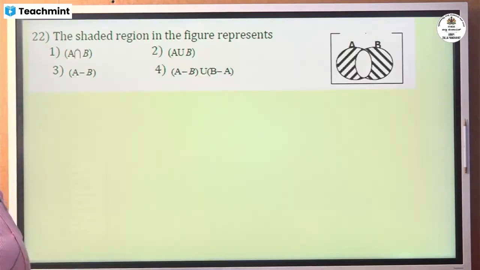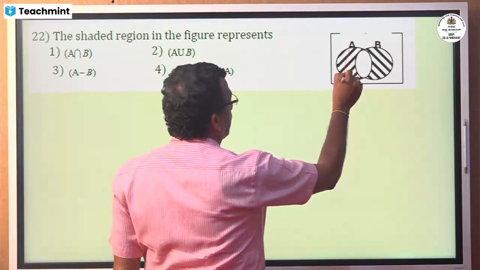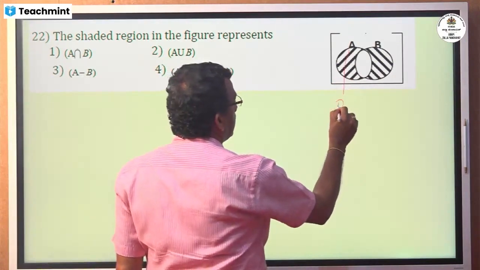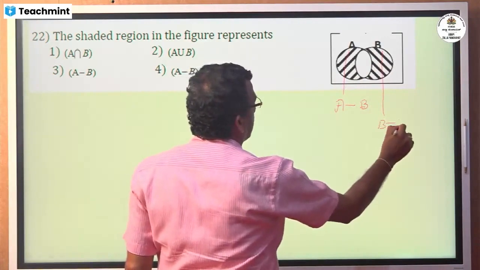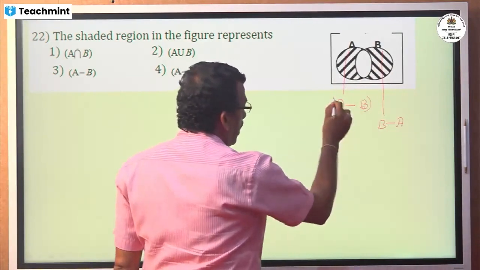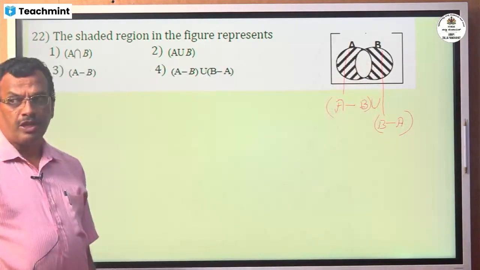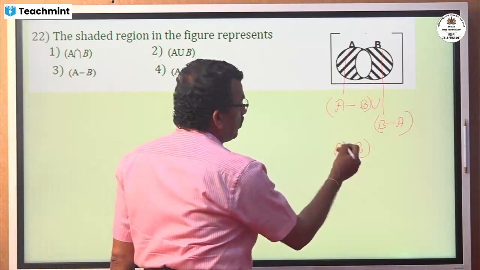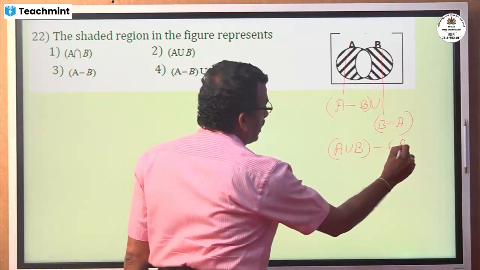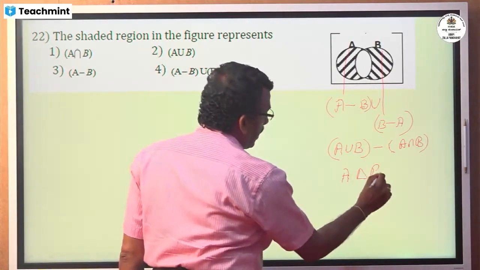22. The shaded region in the figure represents. Which area has been shaded? This area has been shaded. What do we call this one? It is A minus B. This area has been shaded. What do we call this one? B minus A. I want both the areas, means union. So it is A minus B union B minus A, or it is also called A union B minus A intersection B, or it is also called A symmetric difference B.